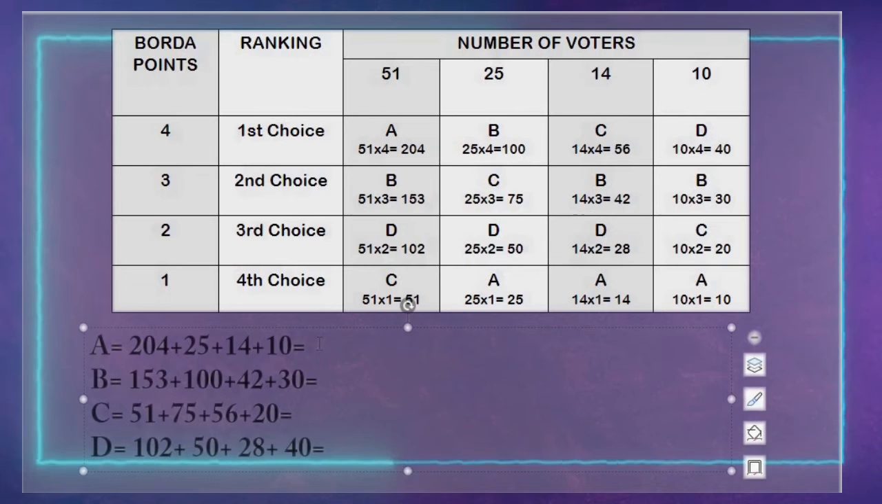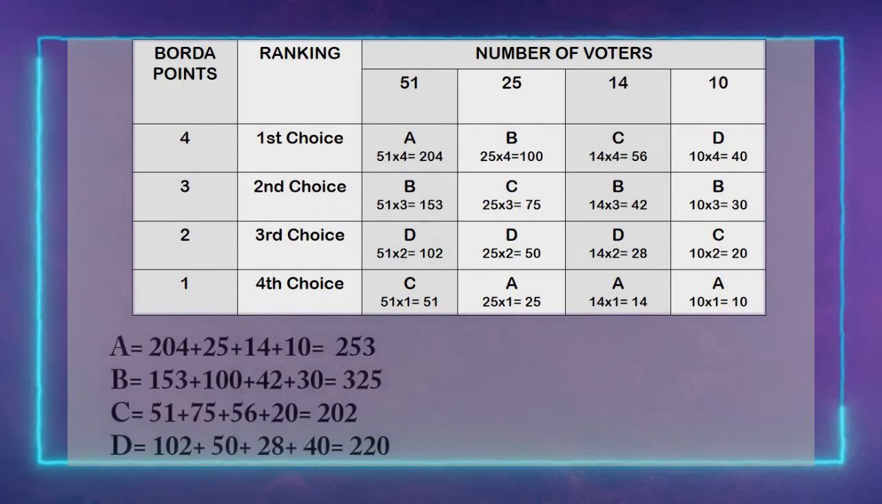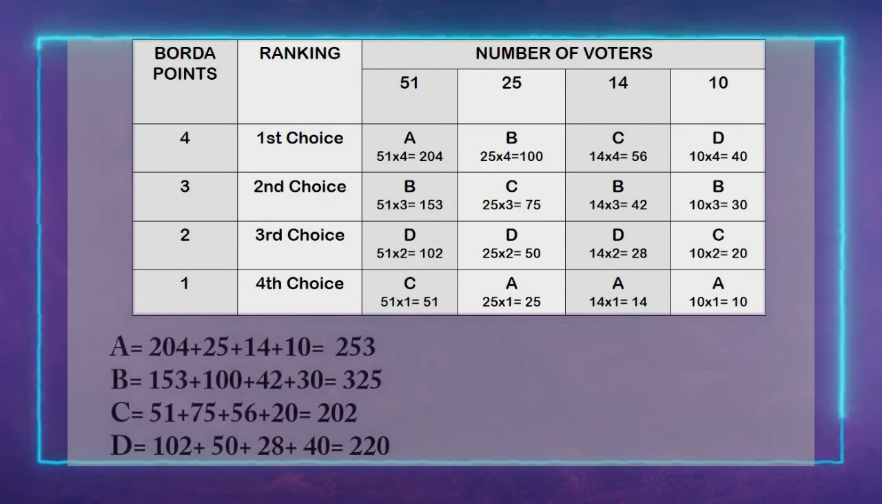You have to multiply it, then add all the points, and we will get 253 points for candidate A. As for candidate B, 51 voters rank him as the second choice, so with 3 points. So 51 times 3. As for 25 voters, they rank B as their first choice. So 25 times 4. The first choice is equivalent to 4 points. As for 14 voters, they rank candidate B as their second choice with 3 points.